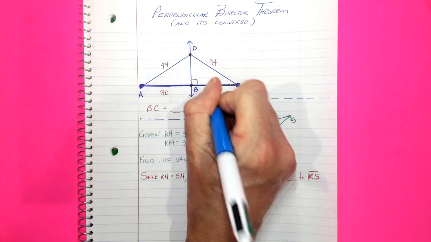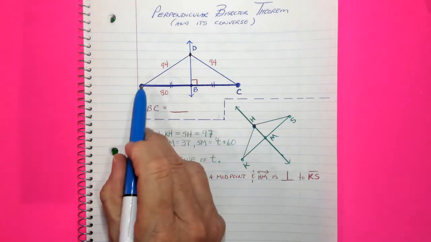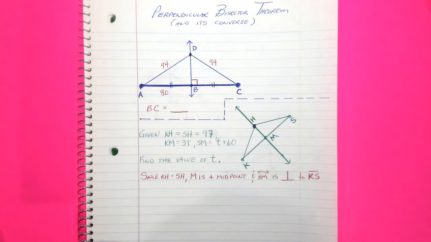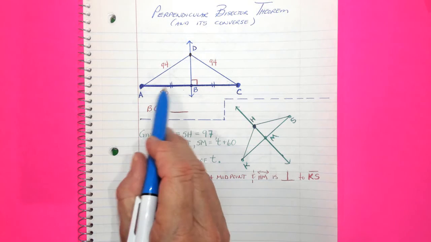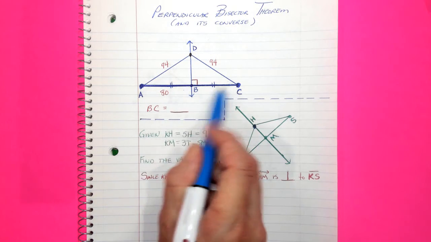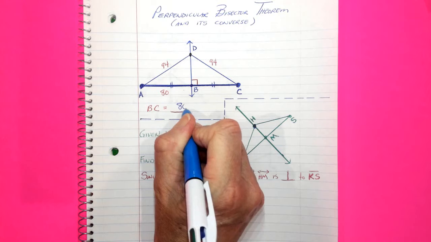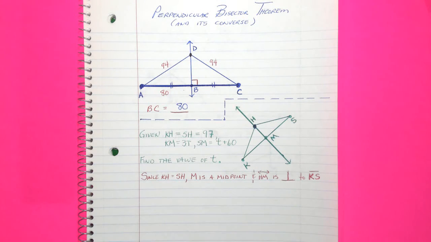Therefore, B has to be a midpoint, and AB and BC are the exact same length. Since AB is 80, BC is also 80. You're looking at the second problem now. Feel free to stop your camera, work through your solution, and then come back and compare.